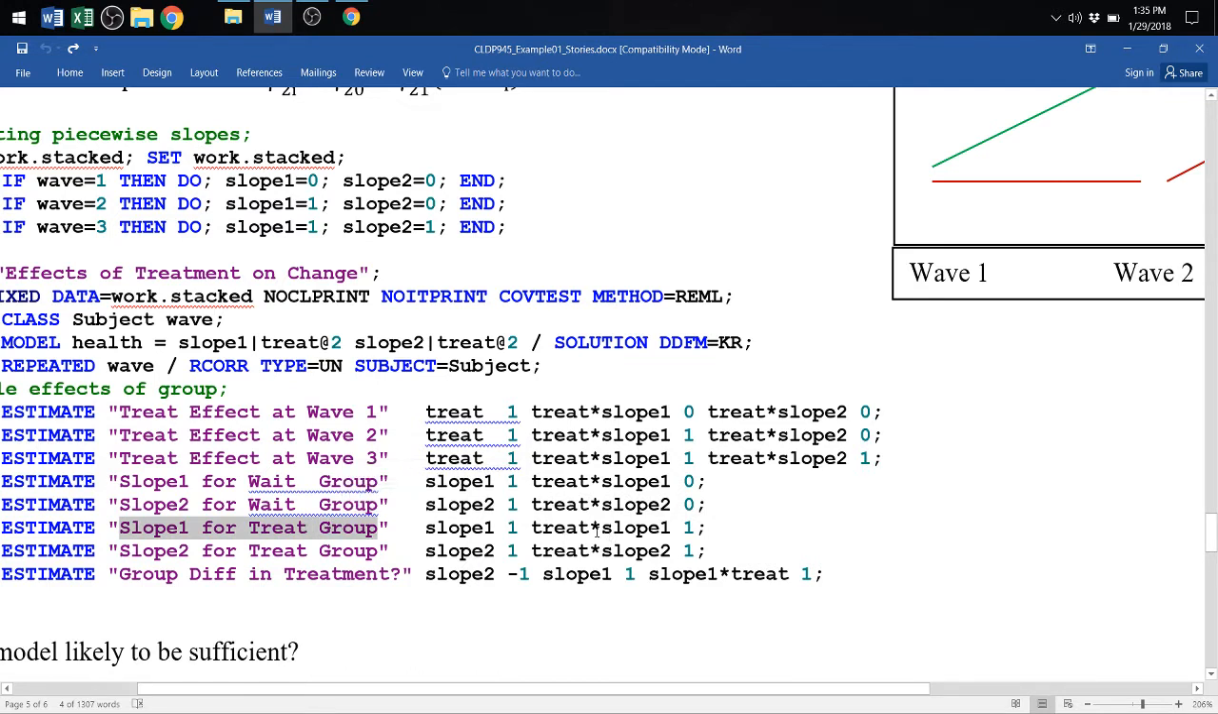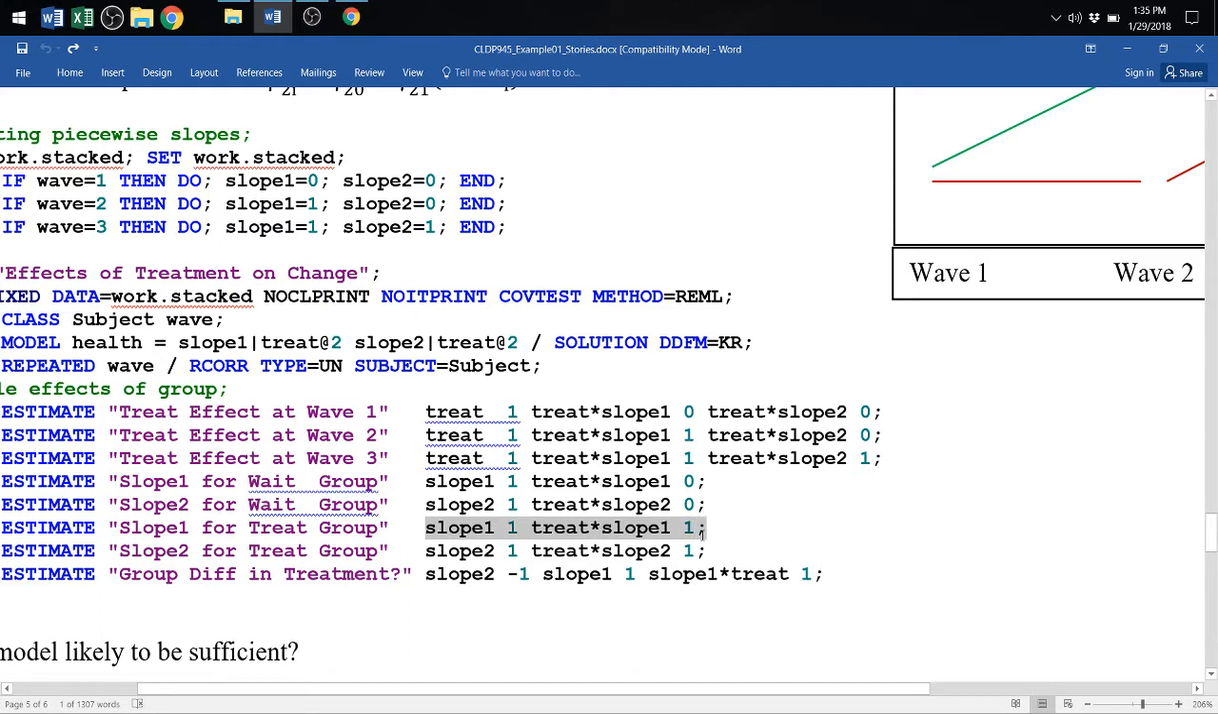The model doesn't give that to me directly. It gives me the difference between the slopes. So to get what it would be for the treatment group, the group coded 1, I have to add slope 1, which is what it is for the waitlist group, plus the difference in slope 1 for the treatment group to get to what it is for the treatment group. So there's two ways to look at this, I would say, and a complete report I think should include all of them.